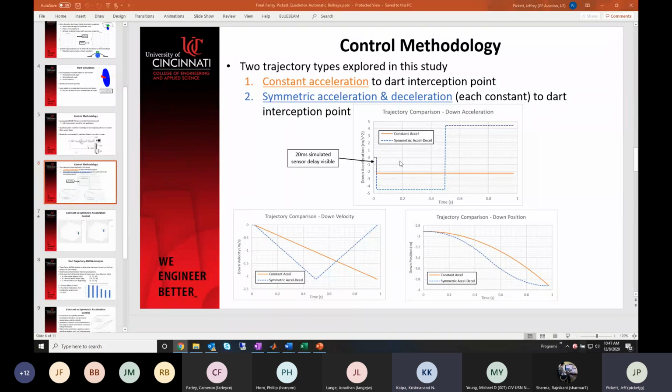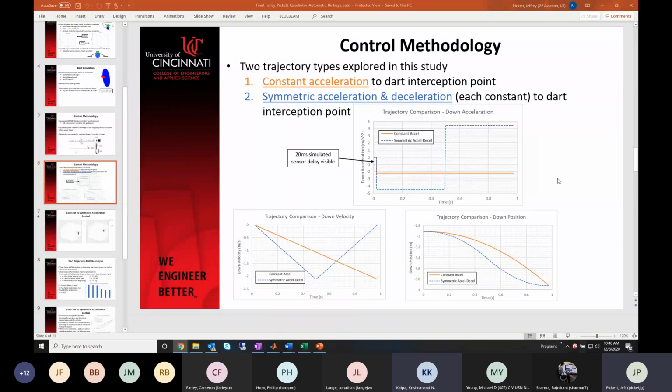So the symmetric acceleration, these plots, I know I didn't have much time to let you look at them, but these are an example of trajectory, and this is the acceleration, here's the velocity, and here's the position. So in acceleration, the orange is the constant acceleration. So it needed to go down, so it just has one constant acceleration, and the symmetric is what you see here. It's constant on each half of the entire trajectory.